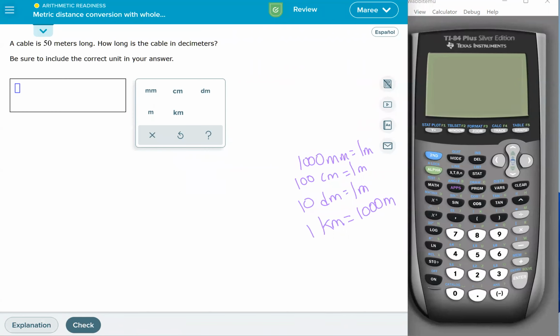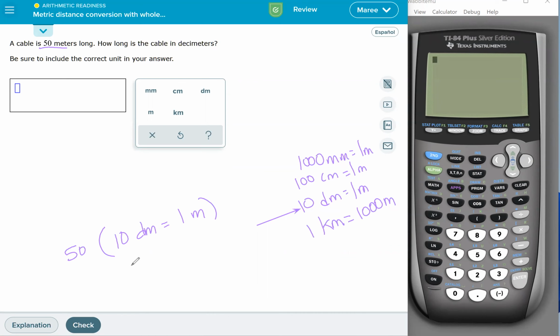Okay, so this says a cable's 50 meters long. How long is the cable in decimeters? So I need to find the equation that has decimeters in it, and that's this third one. So we're going to write here that 10 decimeters is equal to 1 meter. The problem said that there's 50 meters. So we're going to go ahead and multiply the entire equation by 50.